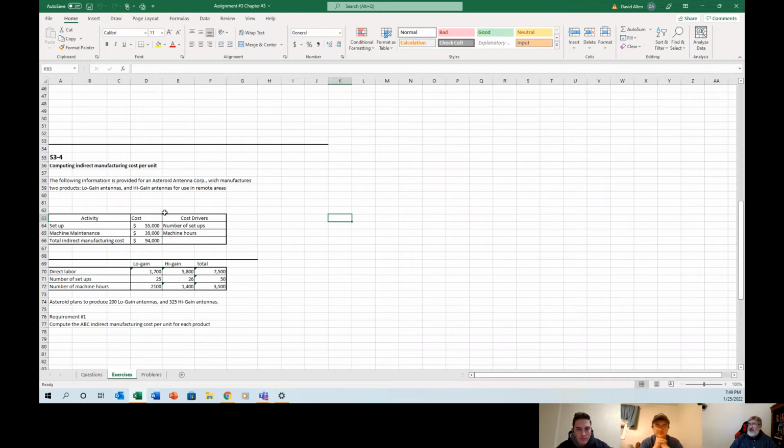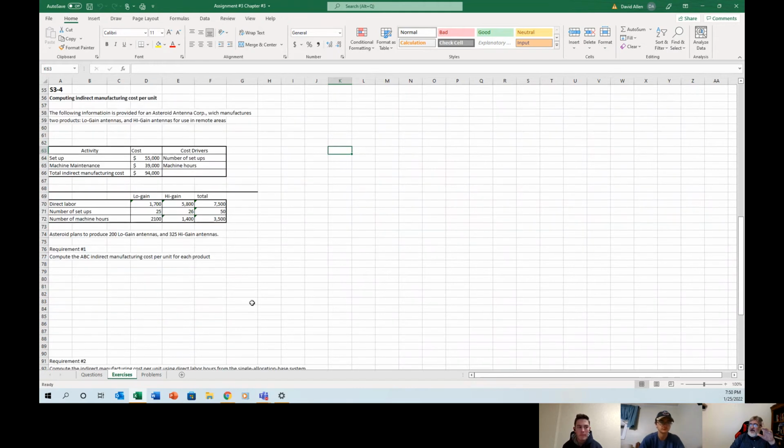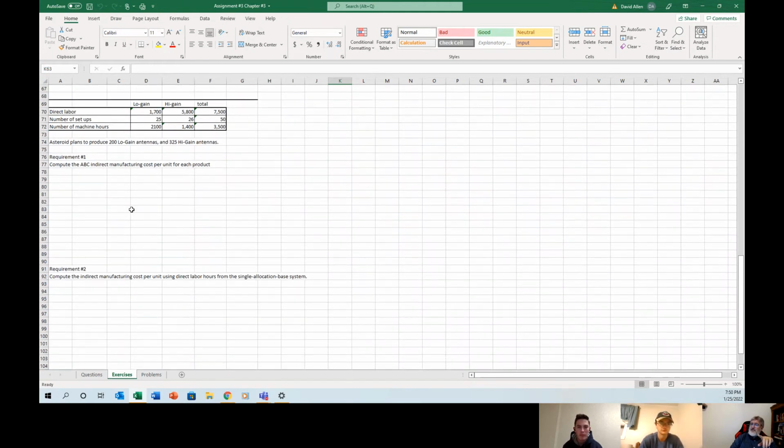Okay. And one of the things you've got to do is figure out what is the cost for one setup? What is the cost for one machine hour? Because down here, you're going to apply a certain number of setups for the low gain, and you're going to apply a certain number of machine hours. So you've got to figure out what it's going to cost you to do one setup, or what one machine hour is. Okay, so you've got to follow that through. Now, this is what messes people up. Okay, so this is what we've been doing this week.